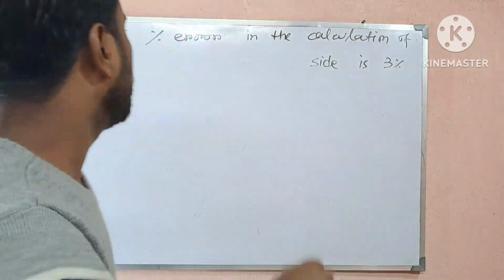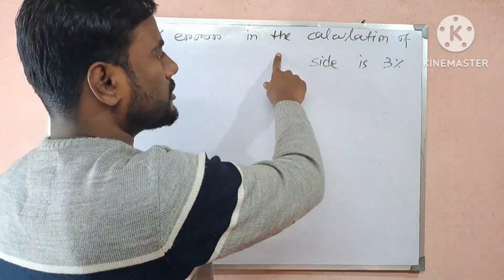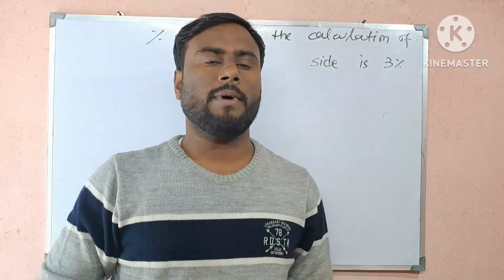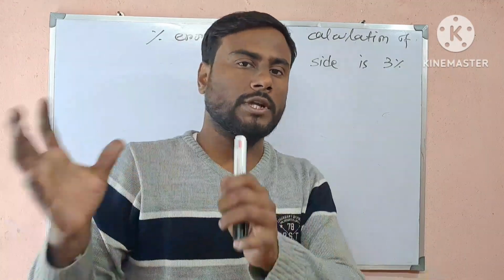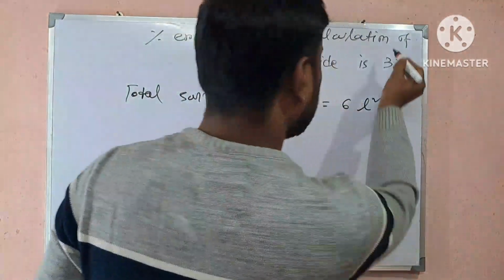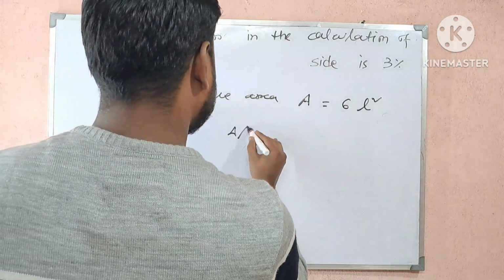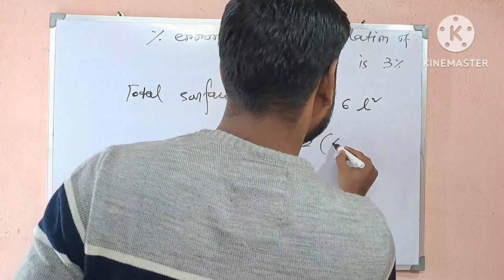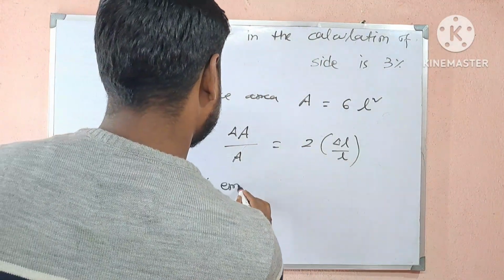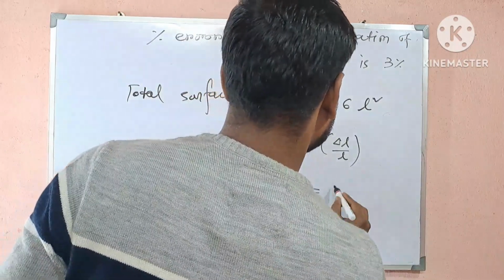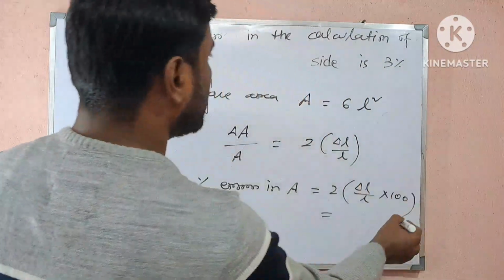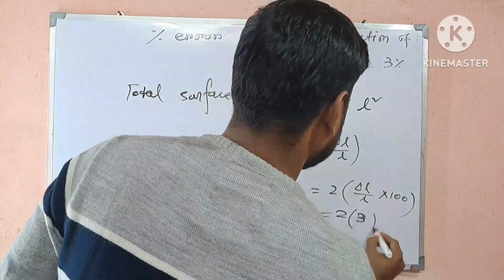Let's take another example where the percentage error in the calculation of the side of a cube is 3%. Now the question is, you have to find the percentage error in the calculation of its total surface area. We all know the total surface area of a cube is 6L square, where L is the side. So the percentage error delta A by A will be 2 into delta L by L. Now if you multiply both sides by 100, that will be the percentage error in area, and that will be 2 into delta L by L into 100, that means percentage error in side. So the result will be 2 into 3, that will be 6%.